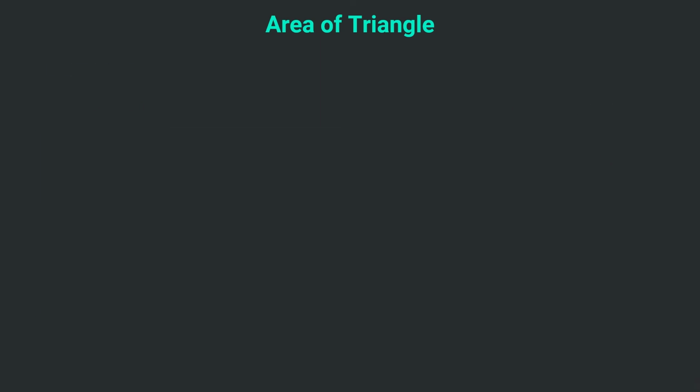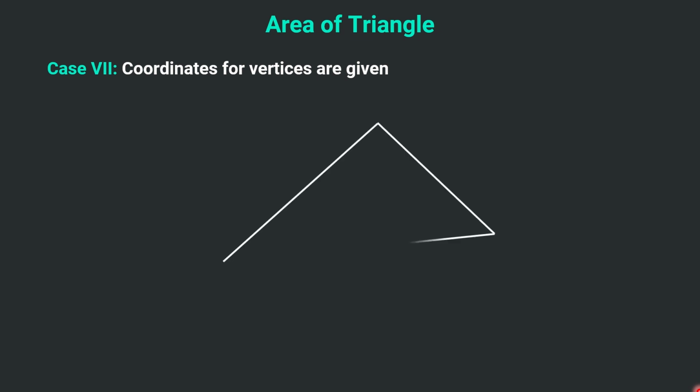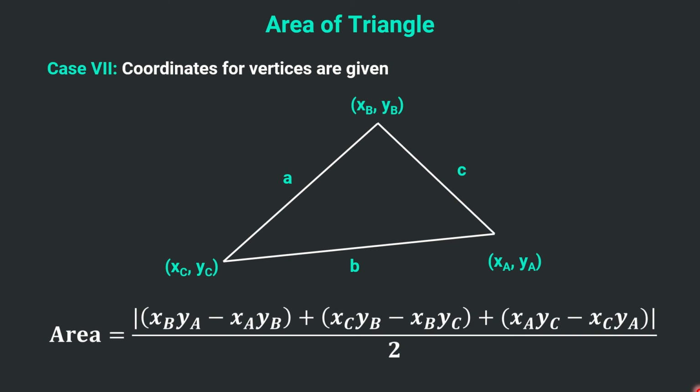Now let's move towards our seventh case, in which the coordinates of the vertices of the triangle are given. For example, if we have a triangle with sides A, B and C and its vertices given as XA, YA, XB, YB and XC, YC, the area is given as like this, where (XA, YA), (XB, YB) and (XC, YC) are the three vertices of the triangle.